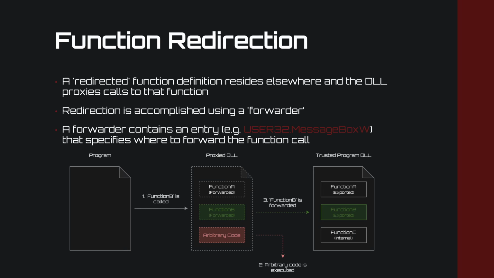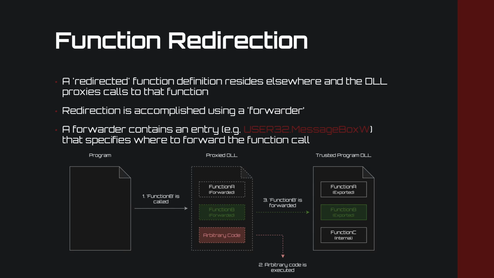Now, from a red team perspective, an exported function enables what is known as redirection, whereby the function definition resides elsewhere and the reference module proxies calls to that function. And this is accomplished through the use of a forwarder. And although a forwarder appears identical to a regular exported function, it does not contain the function itself. Instead, it contains an entry, or more precisely a pointer, that specifies where the function call should be forwarded.